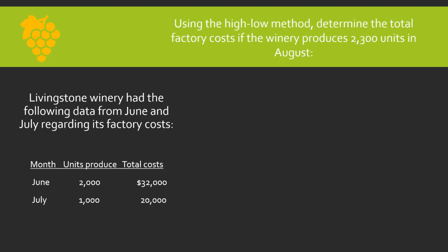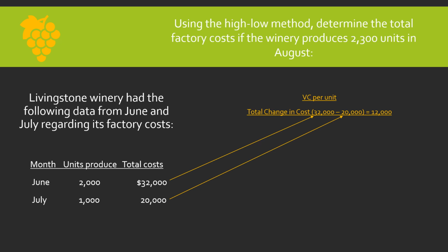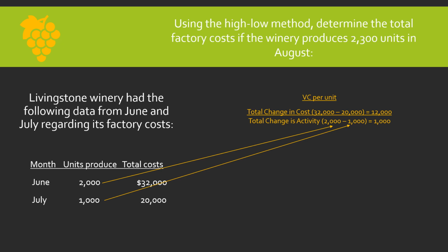Okay, let's do this. We know step one, right? Step one is to take the change in total costs: 32,000 minus 20,000 equals 12,000, and divide by the change in activity, the 2,000 units minus the 1,000 units. When we take 12,000 and divide by 1,000, we get a variable cost of $12 a unit.